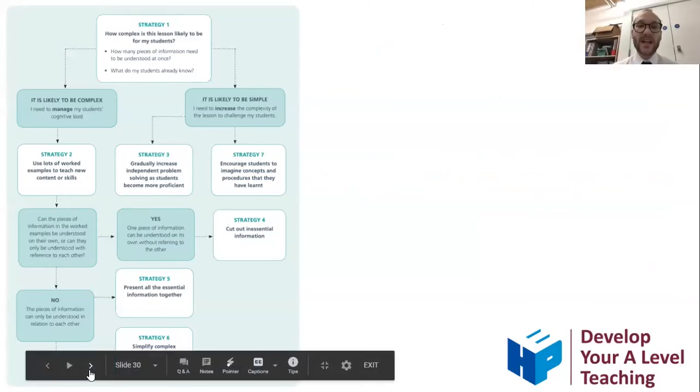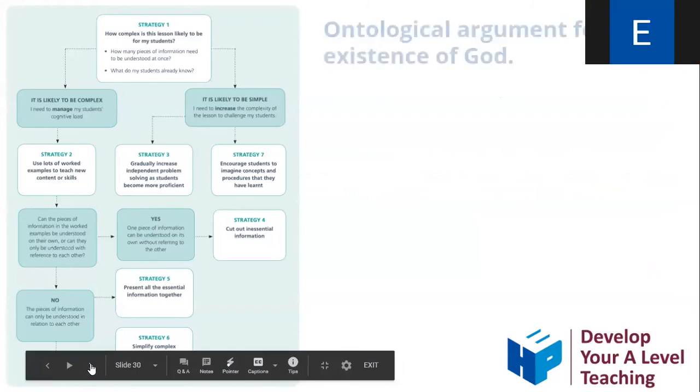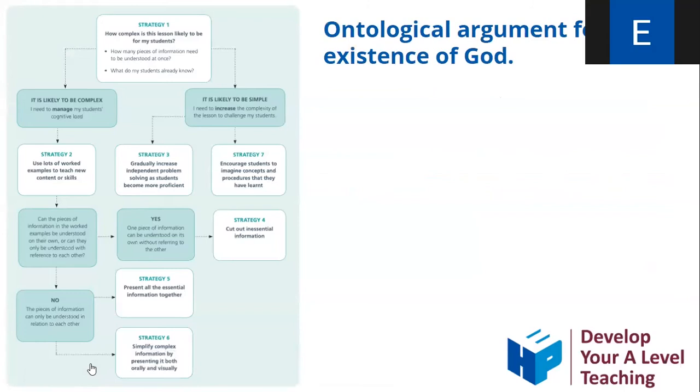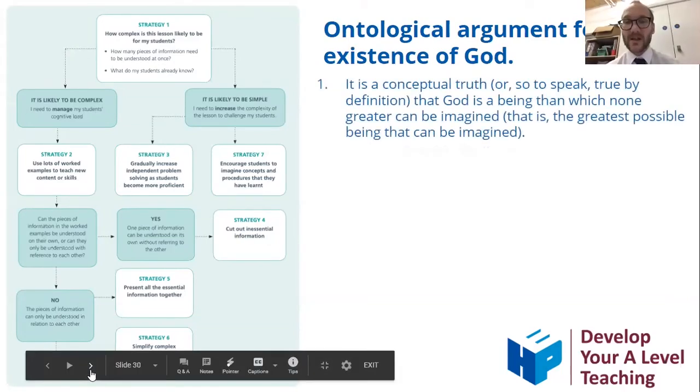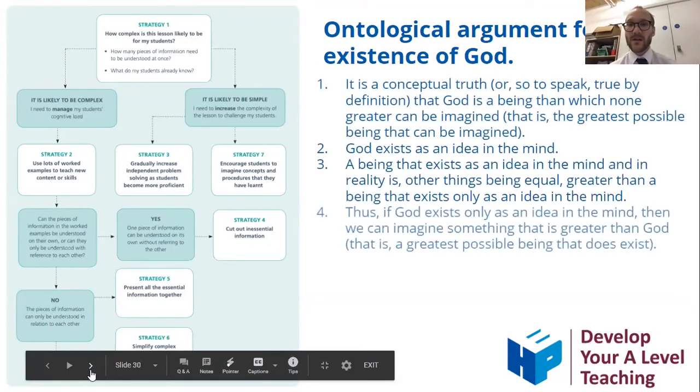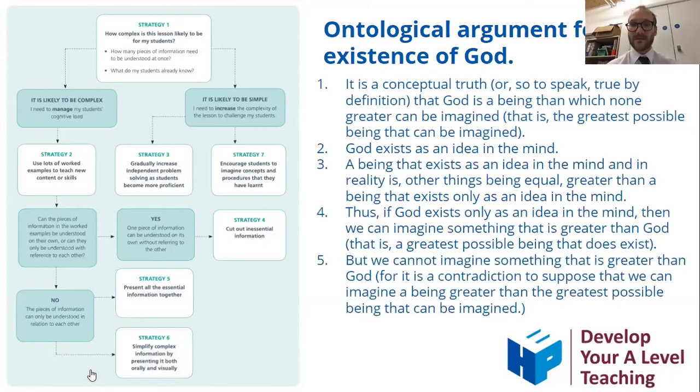If I'm teaching A-level religious studies, one of the things that I might want to do is present the students with the ontological argument for the existence of God. It looks something like this. Can you click through each of the premises and the conclusion, please? So the first one, I'll let you read those. They're coming up rapidly, but you can read through those.